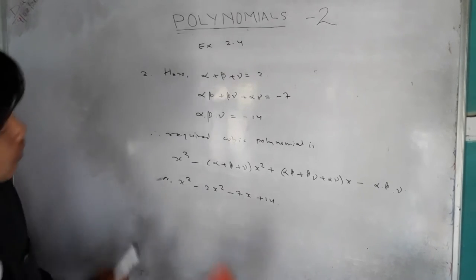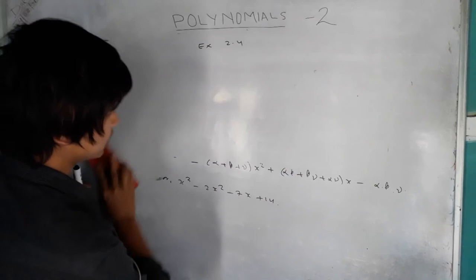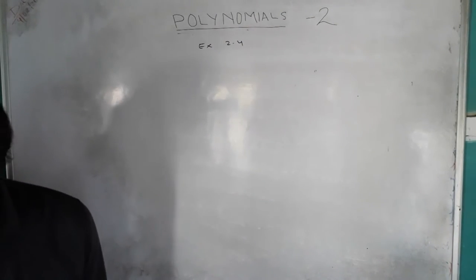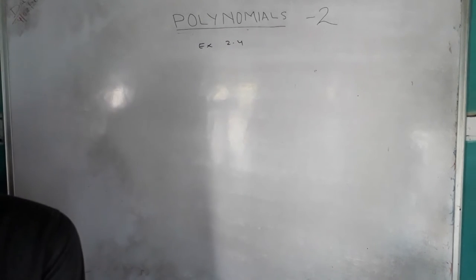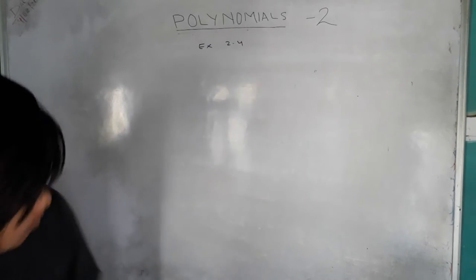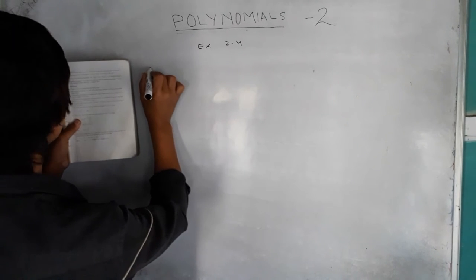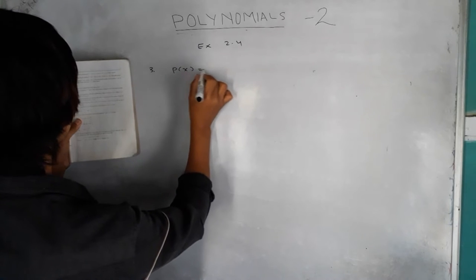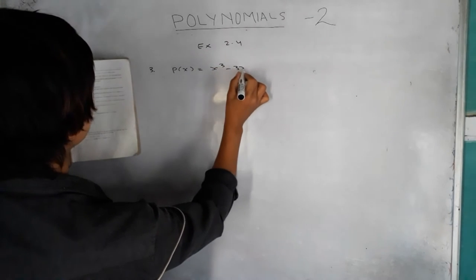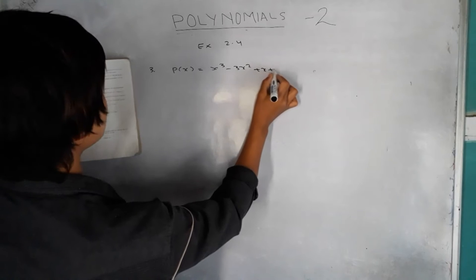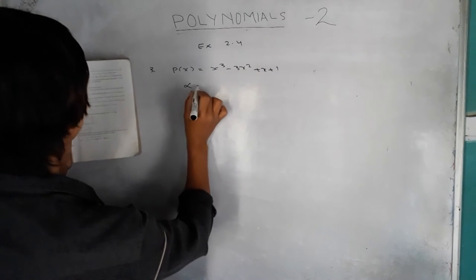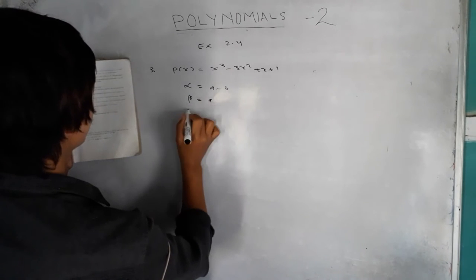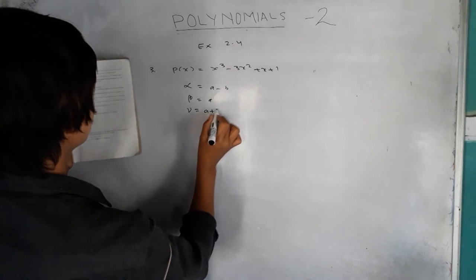Moving to question number 3. If the zeros of the polynomial are given as a minus b, a, and a plus b, find a and b. Given polynomial p(x) is x cube minus 3x square plus x plus 1. So the zeros: alpha is a minus b, beta is a, and gamma is a plus b.